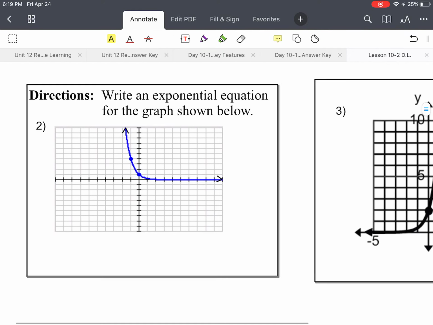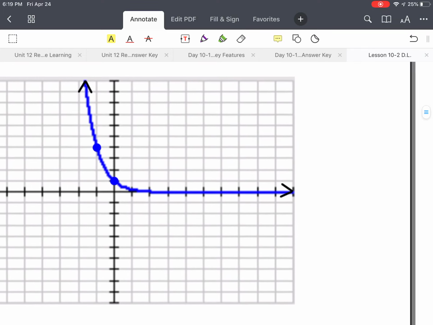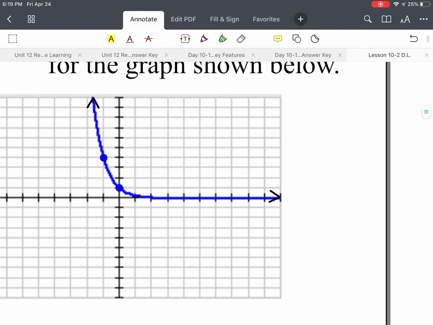Let's take a look at the next one. Okay, so here we have, you might be able to tell based on our lesson from yesterday that this is going to be decay. The graph is going down. Let's make ourselves a chart.